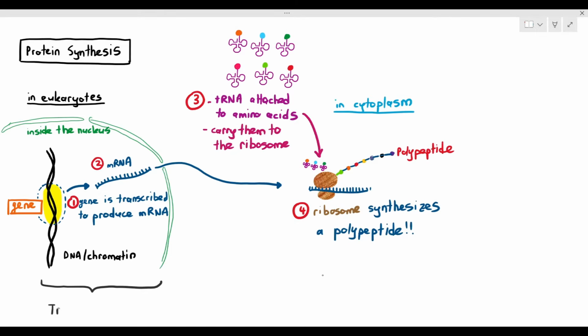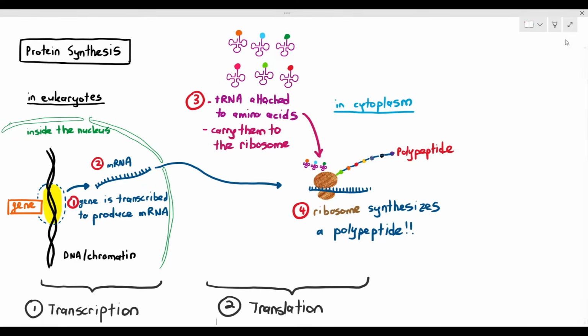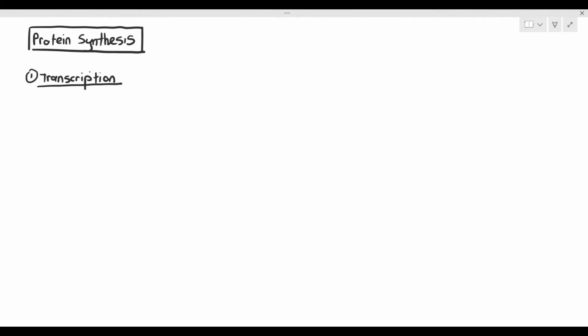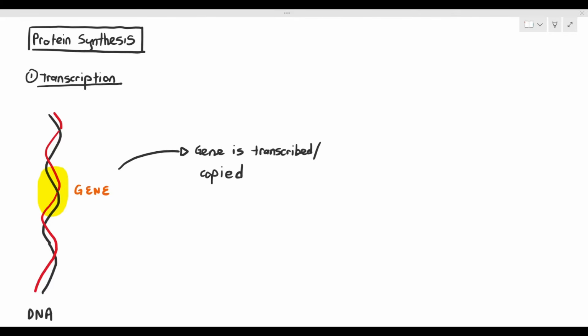The first process of protein synthesis is transcription, where the gene is transcribed or copied to produce the mRNA. And the second part of protein synthesis is known as translation, where the mRNA goes to the ribosome and then the tRNA carries the amino acids to the ribosome and a polypeptide is synthesized. So in this video, we are going to be looking at transcription first. So remember, transcription is just when the gene is transcribed or copied to produce the mRNA.